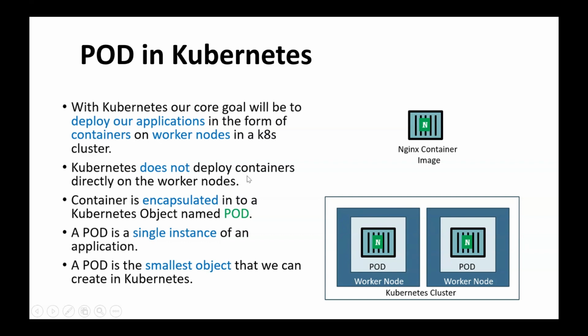Kubernetes does not deploy containers directly on the worker nodes like how we already discussed. It deploys the containers within the pod. A container is encapsulated into a Kubernetes object named pod. Okay, a pod is a single instance of an application. A pod is the smallest object that we can create in Kubernetes.